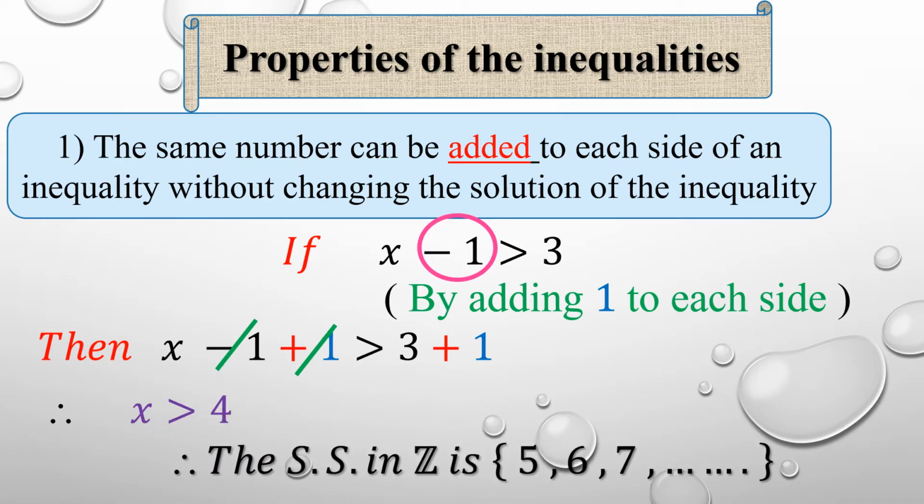Then the solution set in Z will be, here the solution set is all integers which are greater than 4. Okay, I want all the numbers greater than 4. So the solution set in Z will be 5, 6, 7, 8, and so on. It's an infinite set.